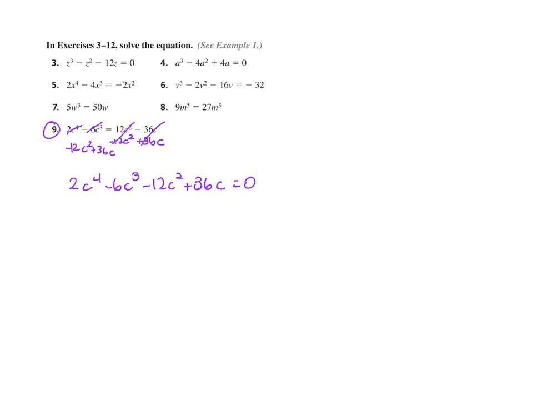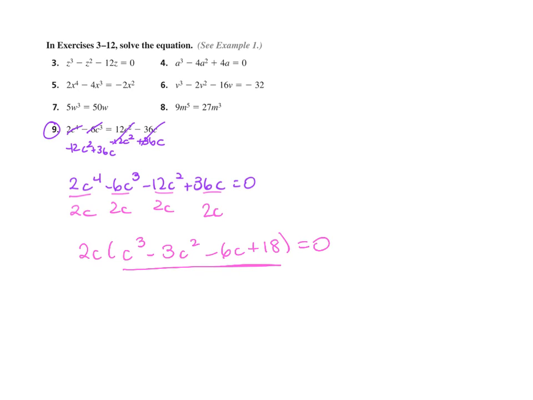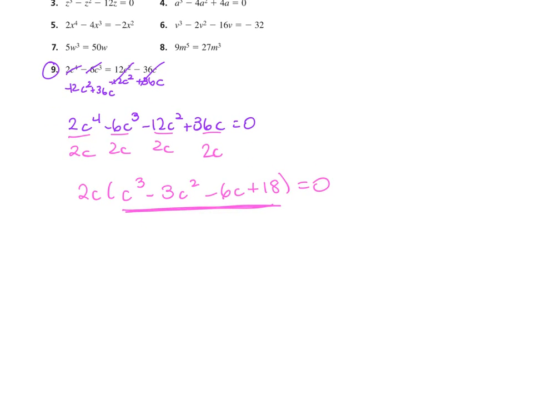So the first thing you should look at is, is there a GCF? And so yes, there is. We can divide out a 2c. So we divided out a 2c. We are left with c cubed minus 3c squared minus 6c plus 18, and that equals 0. So looking at this here, what's inside the parentheses, we can actually factor that by grouping.